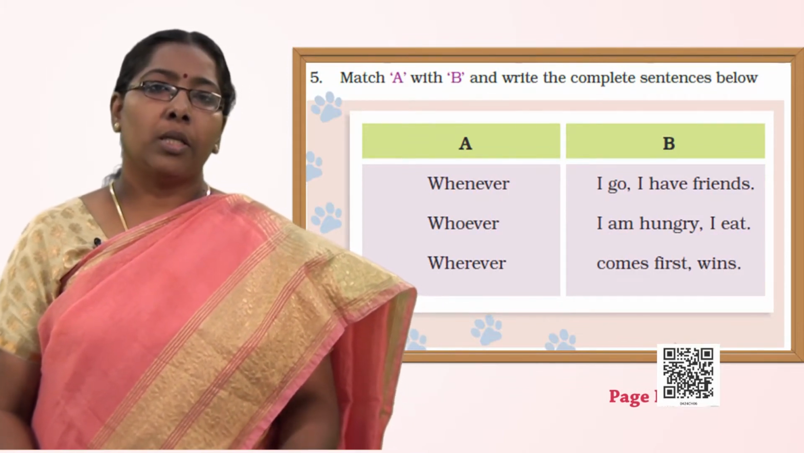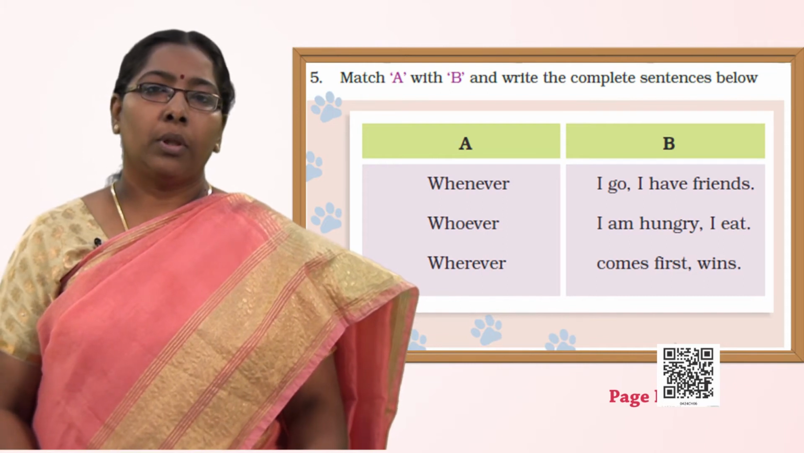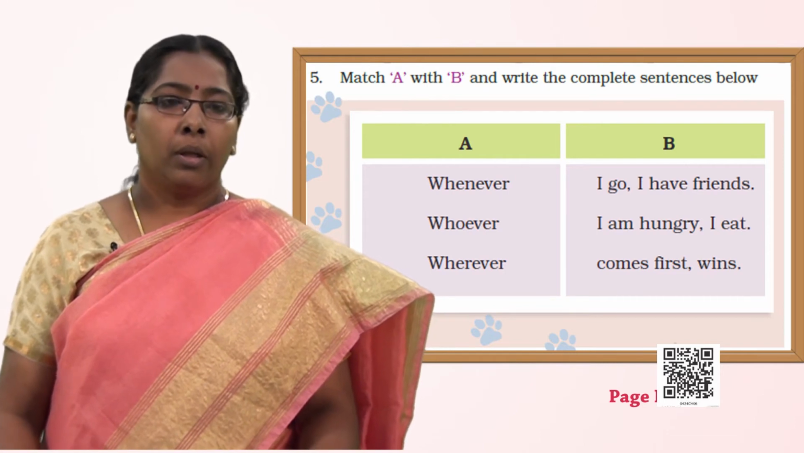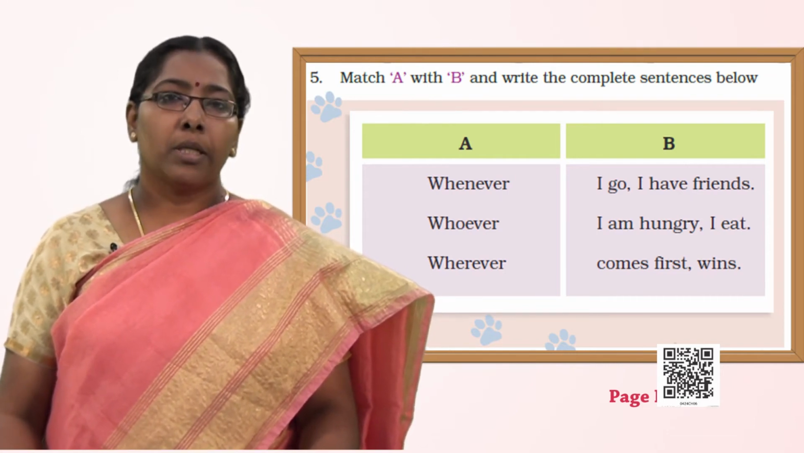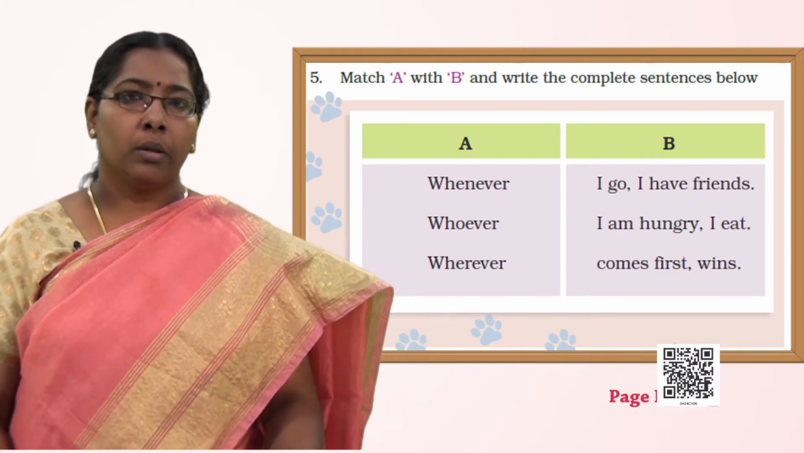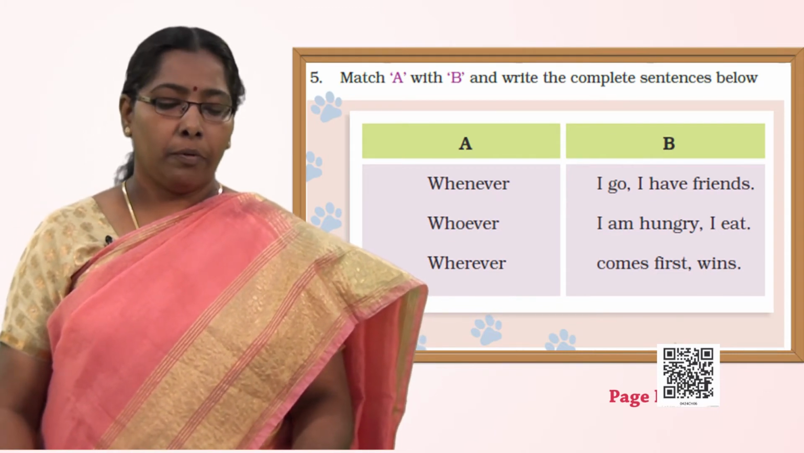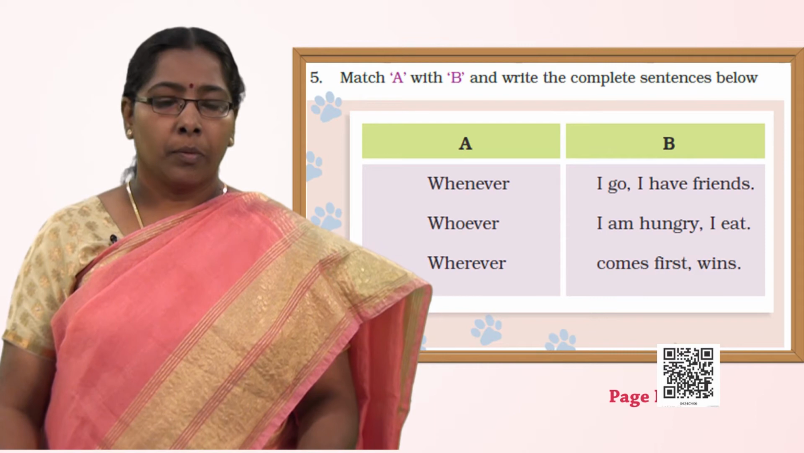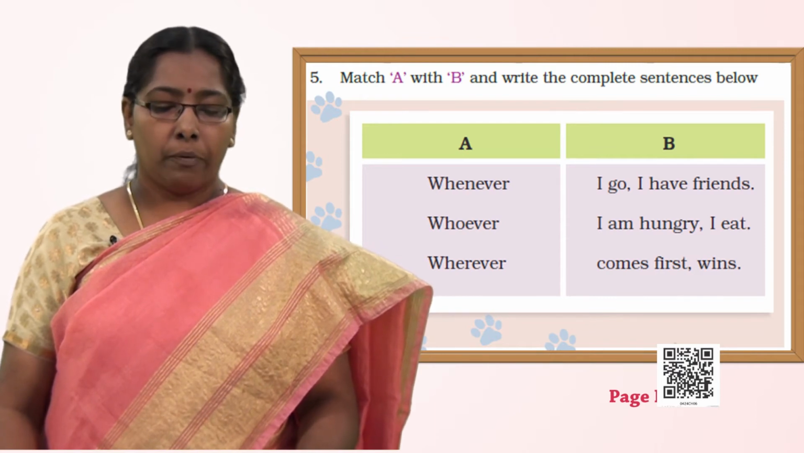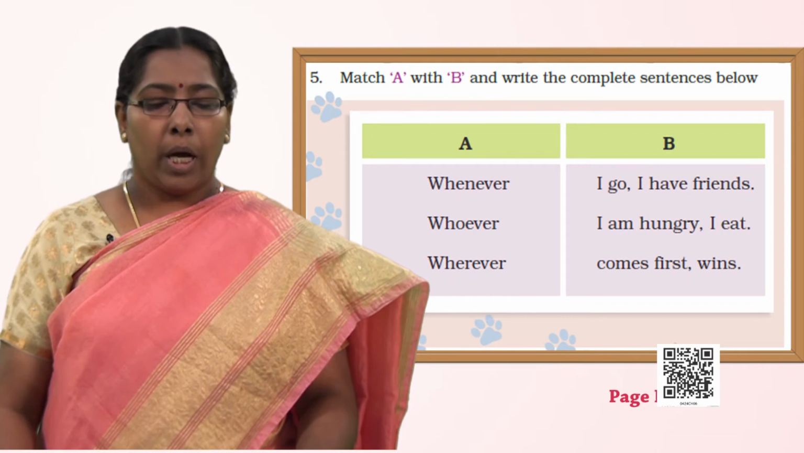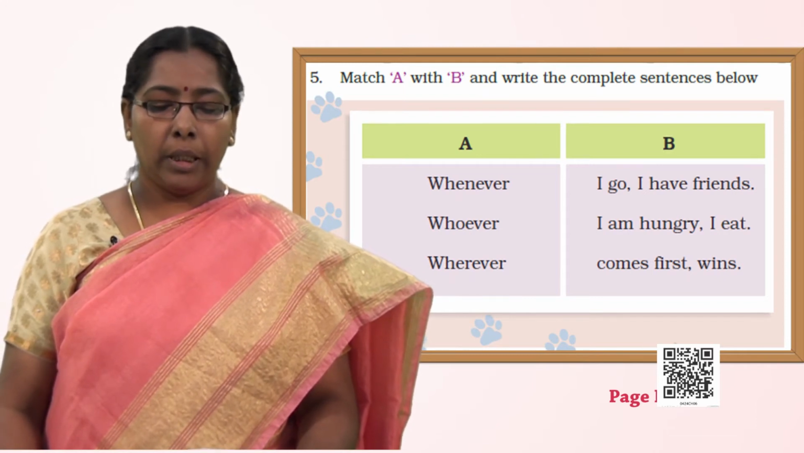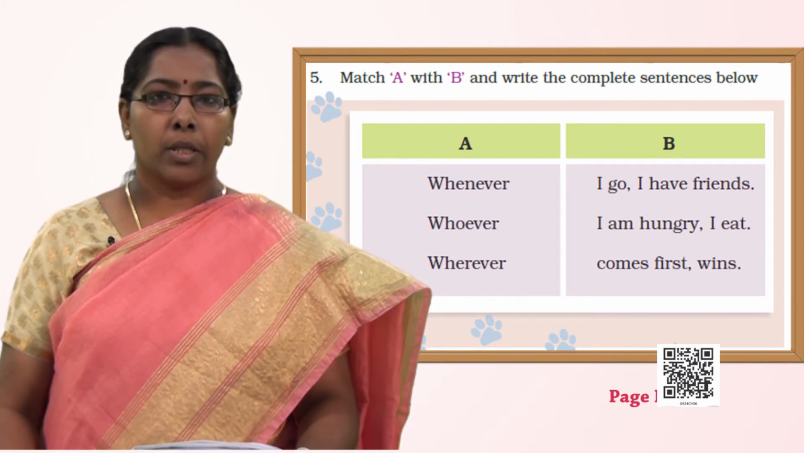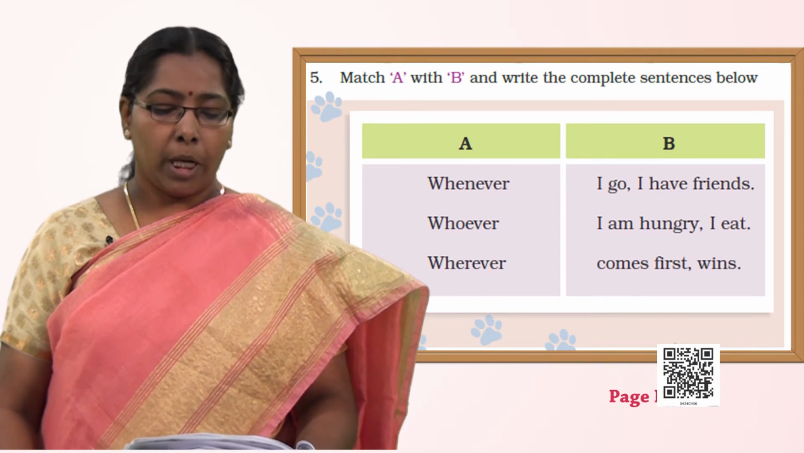You have an interesting task where you have to match column A with column B and make a complete sentence. Are you all ready? In column A, we have 3 words: whenever, whoever, wherever. In column B, you have: I go, I have friends, I am hungry, I eat, come first wins. Now, make some meaningful sentences and write them in the column.